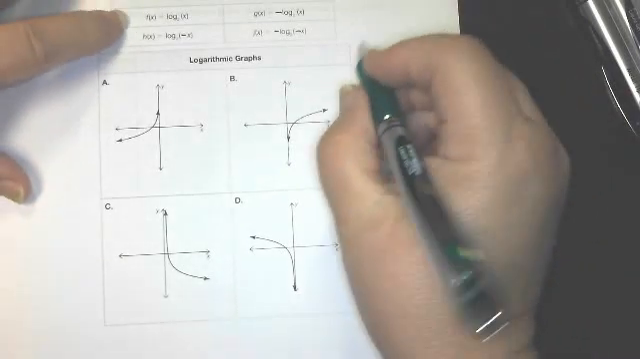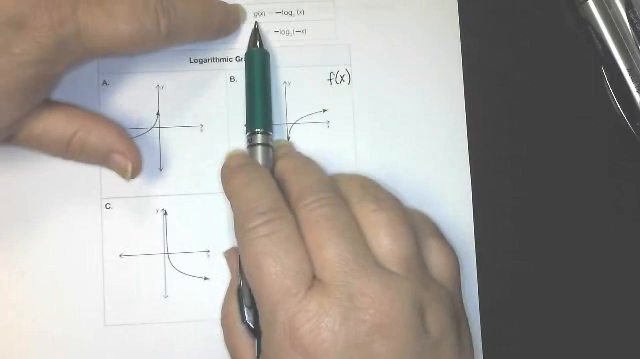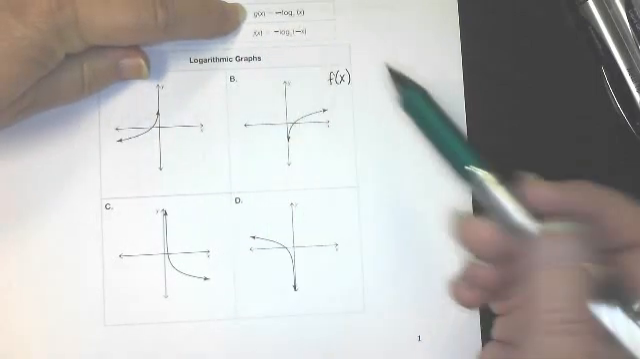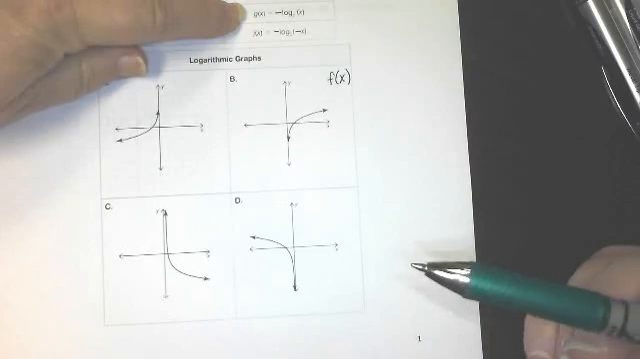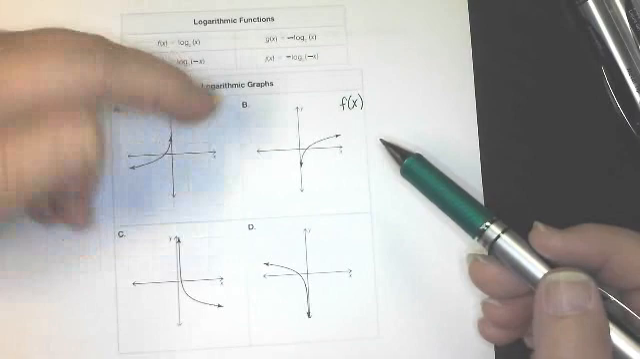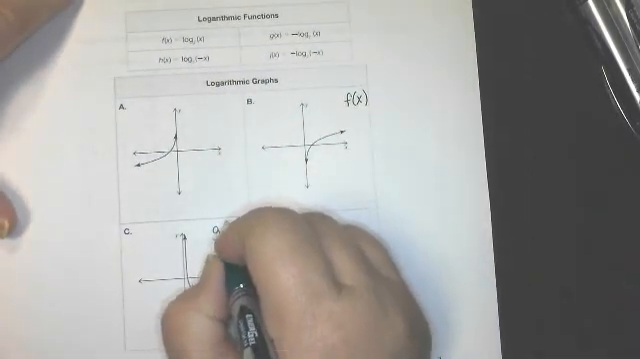I'm going to go with letter B. We're going to call this one f of x. g of x is negative log base 2 of x, so that's a reflection over the x-axis. So you look at your graphs, which one is this but reflected over the x-axis? I would have to go with letter C.